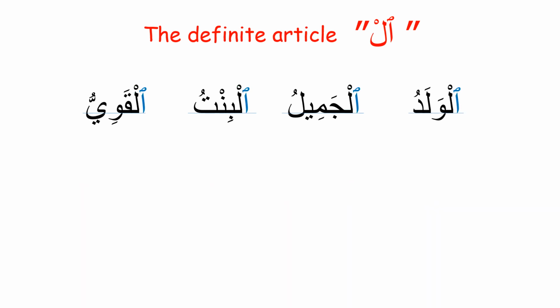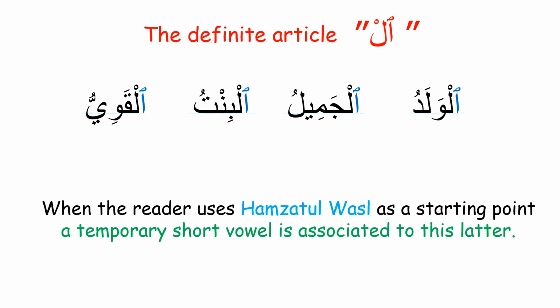Now, if you focus on the spelling, you will notice that all of these words begin with Hamzatul Wasl, since the definite article al prefixed to them is nothing but the combination of Hamzatul Wasl and the letter lam with sukoon. And if you still remember, we mentioned in our previous lesson that when the reader uses Hamzatul Wasl as a starting point, a temporary short vowel is associated to it.